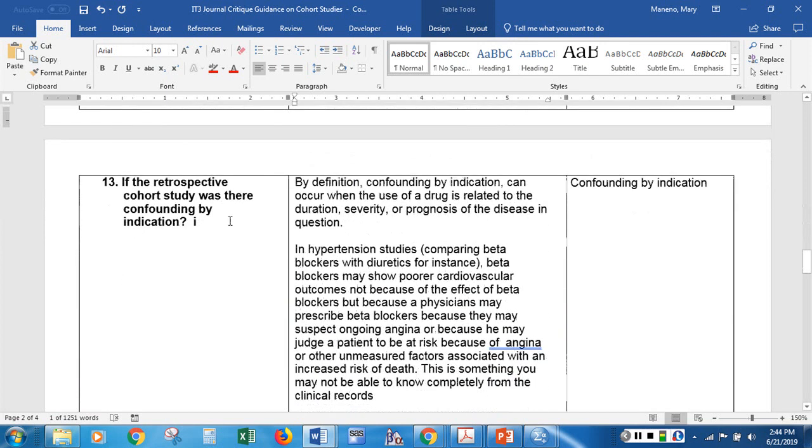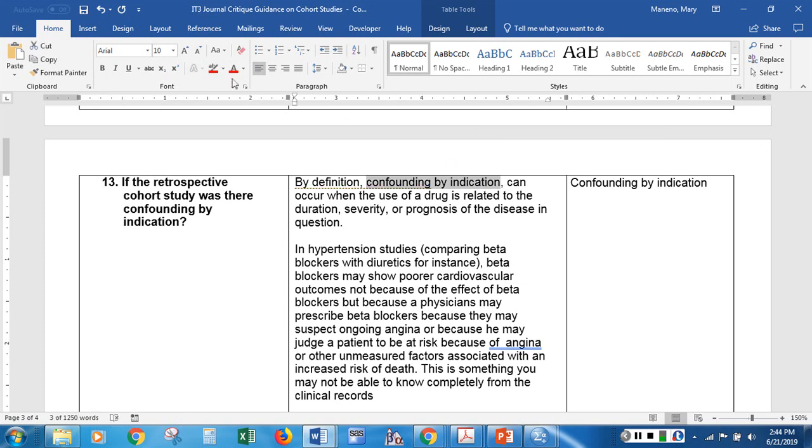This is somewhat of a challenging point to see, but it's more of a newer point, a point that has been raised in recent years. I said it's a newer point to raise. Confounding by indication is a specific term that's used to address a particular phenomenon that happens.